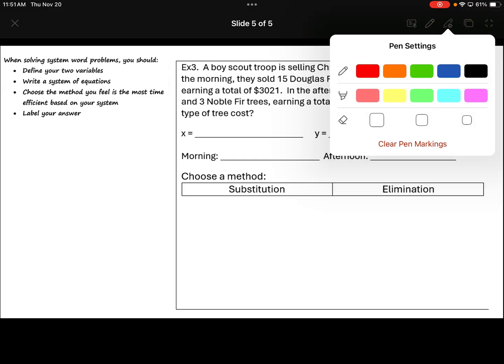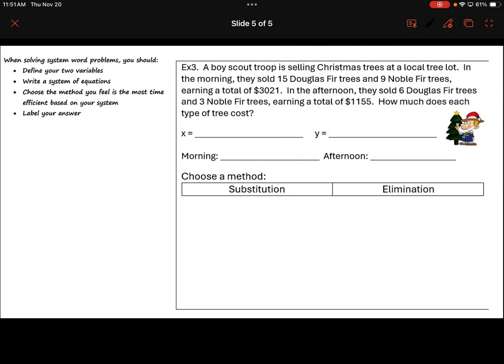Okay, first we got to decide what is x and what is y. So I'm just going to make x be the Douglas fir. And I'm going to make y be the noble fir. Okay, now I'm going to go through and find the information I need for my morning equation. So in the morning, they sold 15 Douglas fir, 9 noble fir, for a total of $3,021. So that's going to be that first equation, 15x plus 9y equals 3,021.